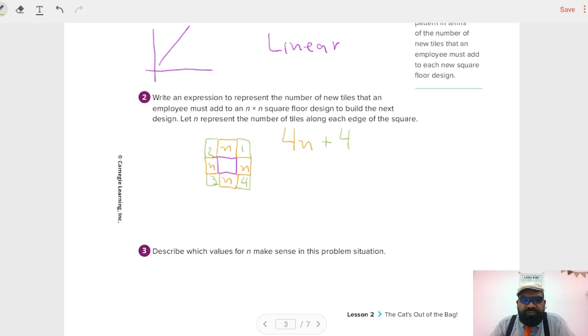And describe which values for n make sense in this problem situation. Guys, to have exactly this pattern Miriam is working with, I can only solve this using the edge. It will never be an even number, because if the edge is an even number, we don't have this central tile over here. Never. We only have the central tile if we have odd numbers on the edge. Okay, always we're working with odd numbers.